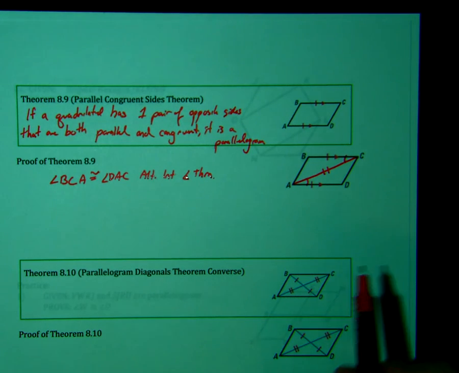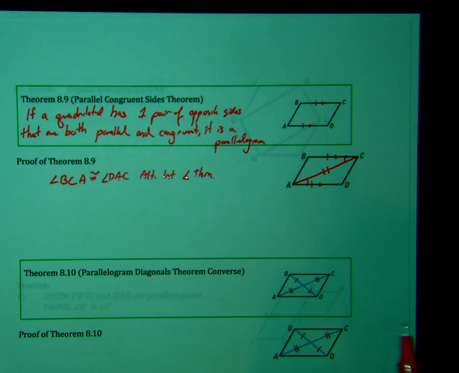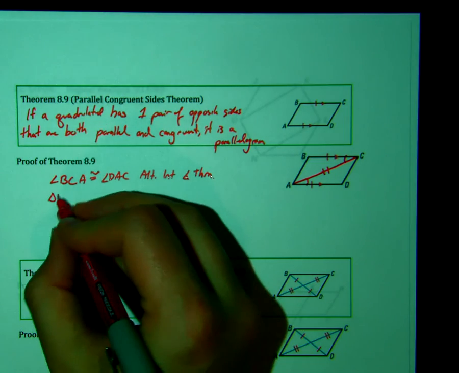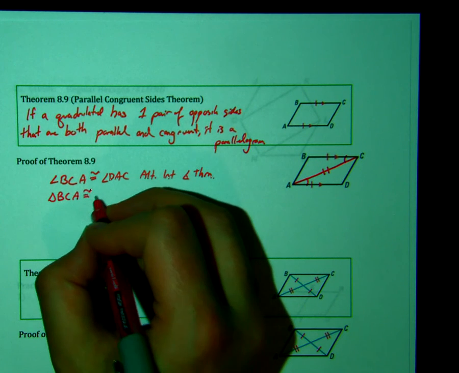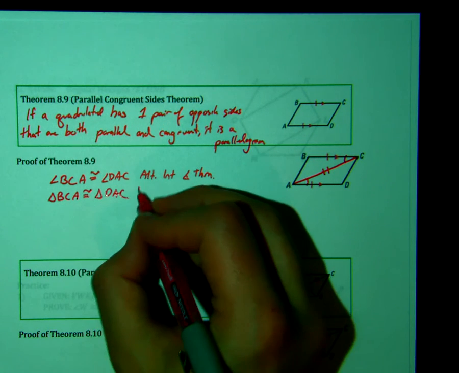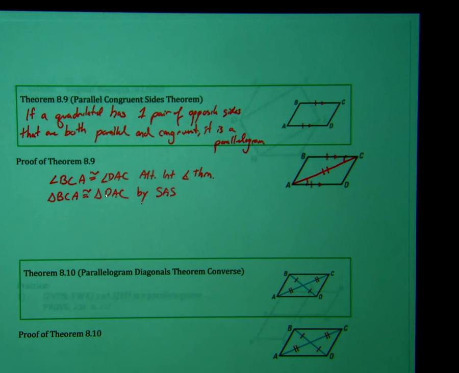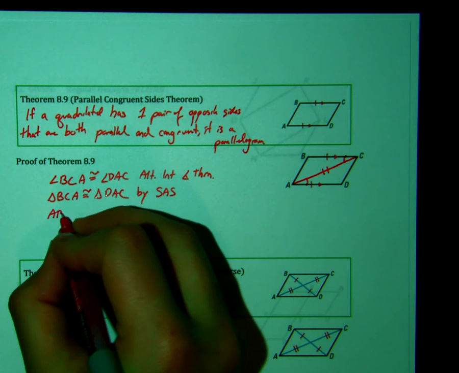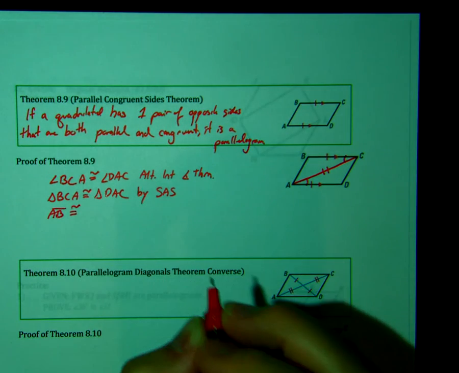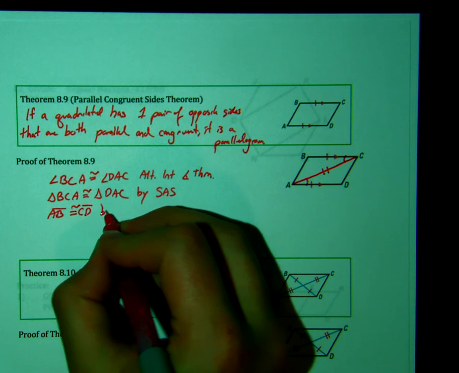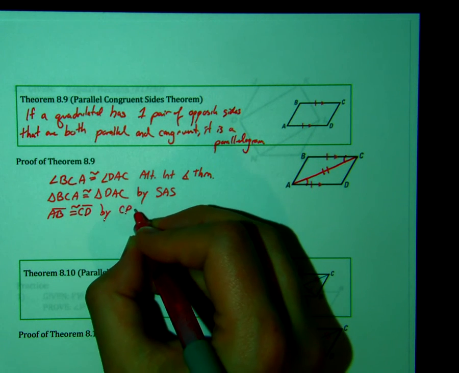Okay. We also have, again, that reflexive property. AC is congruent to itself. And so we actually have congruent triangles here. So triangle BCA is congruent to triangle DAC by side angle side congruence. All right. So now that we have these congruent triangles, we can see that AB is actually congruent to CD by CPCTC.